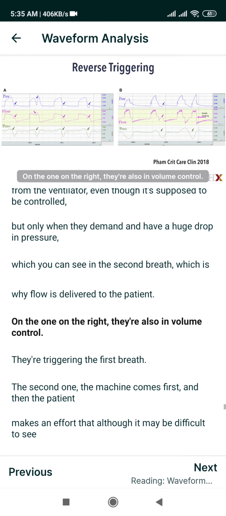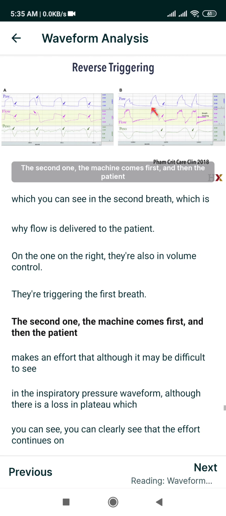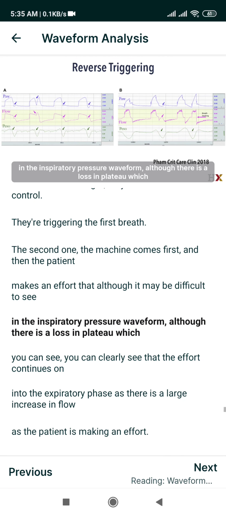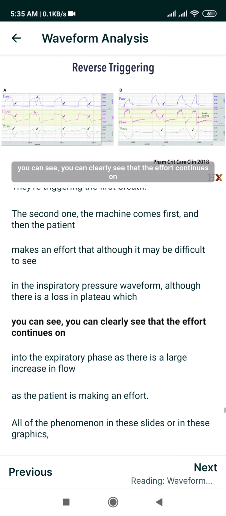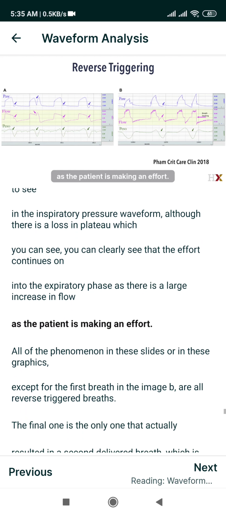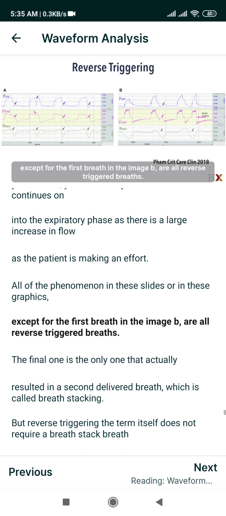On the one on the right, they're also on volume control. They're triggering the first breath. The second one, the machine comes first, and then the patient makes an effort that, although it may be difficult to see in the inspiratory pressure waveform, although there is a loss in plateau, which you can clearly see that the effort continues on into the expiratory phase as there is a large increase in flow as the patient is making an effort.